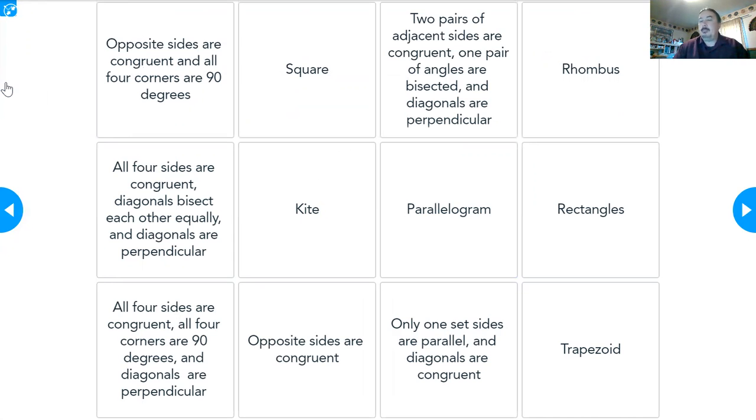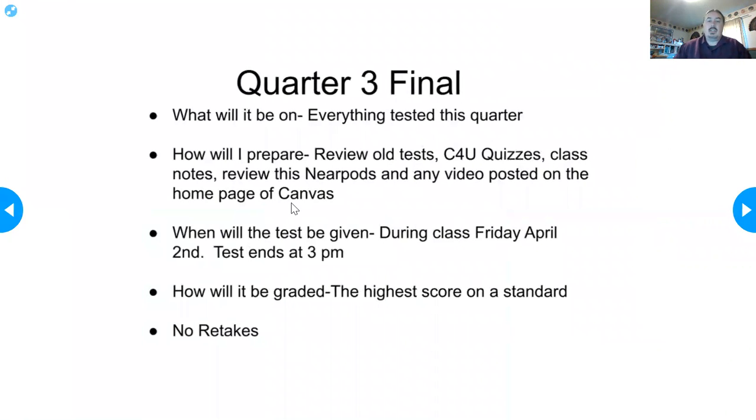Well, that's all I have. Just remember, the final is tomorrow, Friday, April 2nd. It will end at 3 p.m. This test is completely optional. If you're satisfied with your grade, you don't have to take this test. All right. And what would it be on? It's going to be on everything that we worked on this quarter.